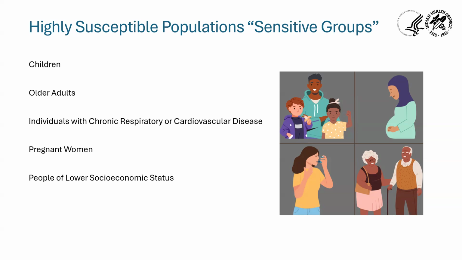Next is pregnant women. Due to the physiological changes during pregnancy, they have higher breathing rates, more blood volume, and higher cardiovascular output. And so again, it causes more inhaled particles into the body. And finally, another one that most people don't think about is people of lower socioeconomic status.